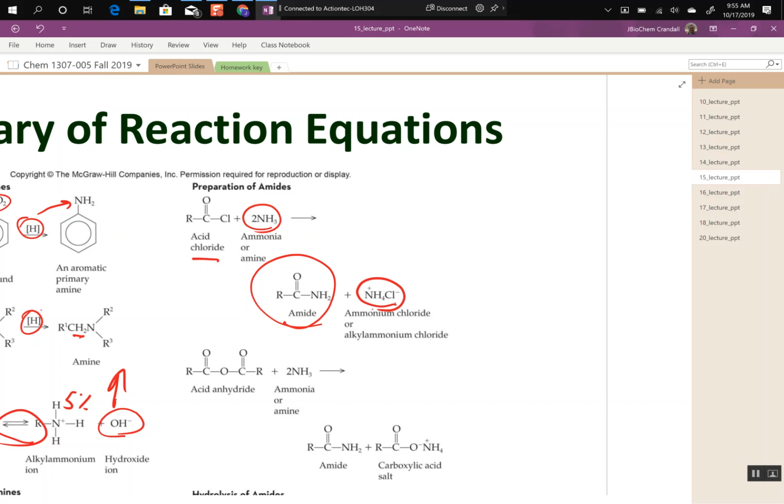Okay, chloride here because we're using HCl. If it was a different acid like HBr, it would be an alkyl ammonium bromide, right? If it was HF, it would be an alkyl ammonium fluoride. Okay? Anyways, so that's what we're going to form, those two products. So we're going to form the amide and the alkyl ammonium salt.